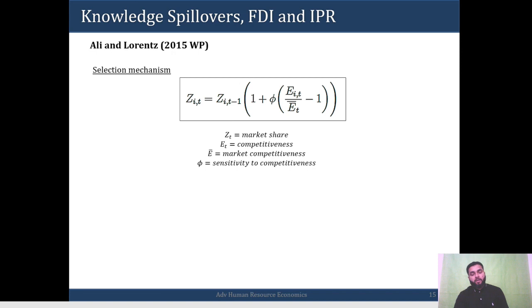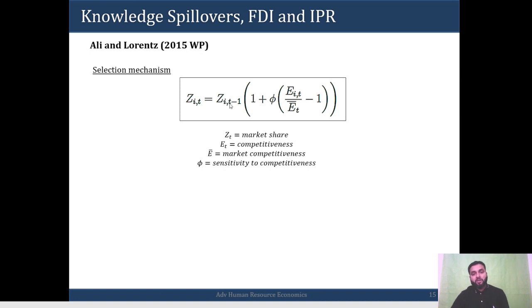Okay, so the main thing is market share. The main mechanism of how much money this firm can make is based on the market share. So Z is the market share. This is the previous period's market share. And this whole thing is the competitiveness. So this is the market's competitiveness. This is my competitiveness. Okay. So if my competitiveness is higher than market competitiveness, then this whole thing will be more than 1. Okay. And let's say this is 2. So 2 minus 1. And then this phi is the sensitivity parameter to competitiveness. So if this is 1, then some part of that 1 will be absorbed or added to the market share.